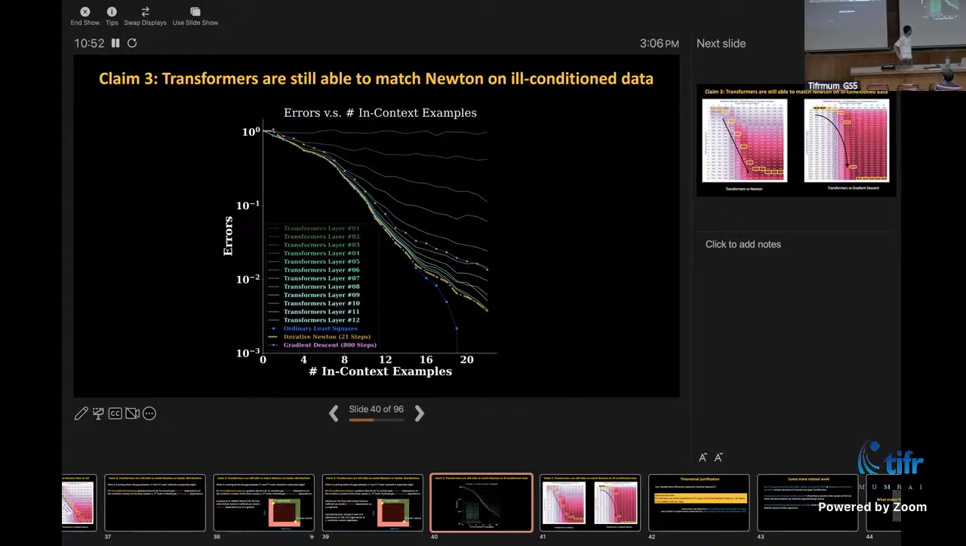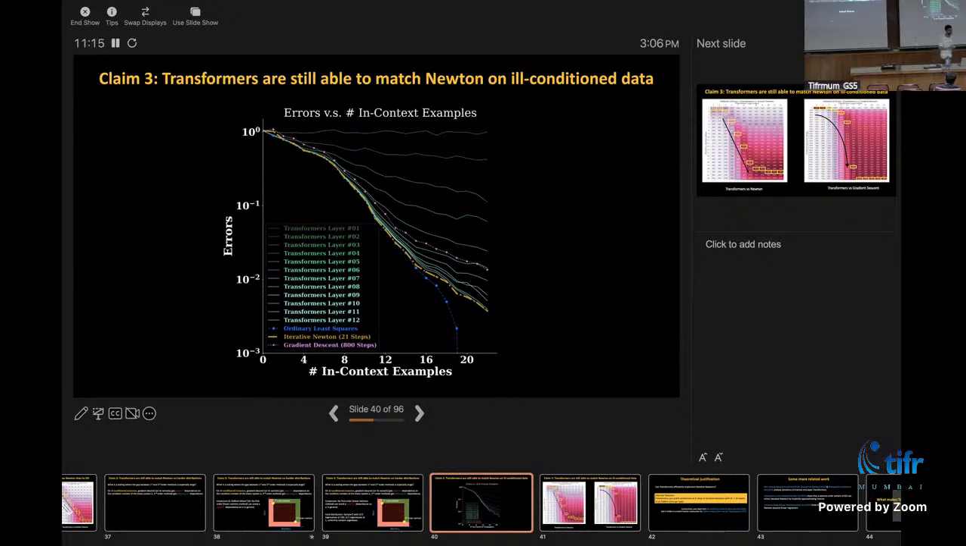What you would see is that if you compare the behavior, even at 8 layers, if you look at gradient descent with, say, 800 steps, 800 steps of gradient descent on well-conditioned data would get much smaller error. 800 steps of gradient descent on ill-conditioned data will be a lot worse. So transformers don't seem to be affected as much, whereas gradient descent is affected.